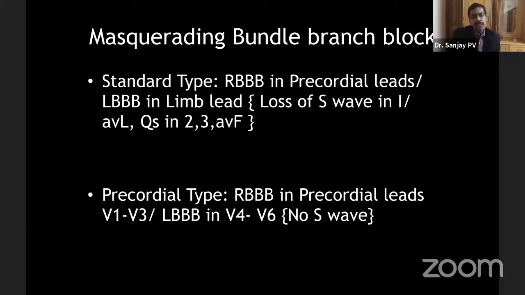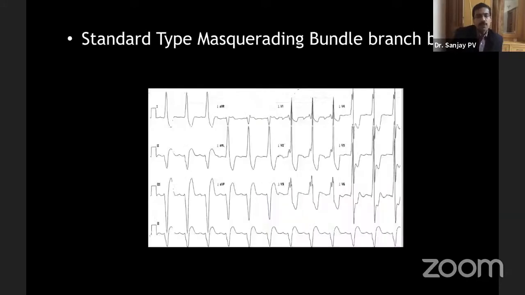The precordial type, you have RBBB pattern in the precordial leads from V1 to V3. And from V4 to V6, you don't have the RS pattern. You just have a dominant R wave. So this is the standard type of masquerading bundle branch block, which is very common among patients who have syncope and who present with right bundle branch block. So you should always look for this.